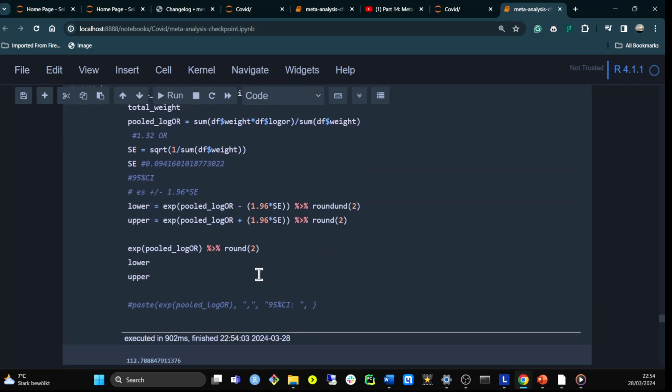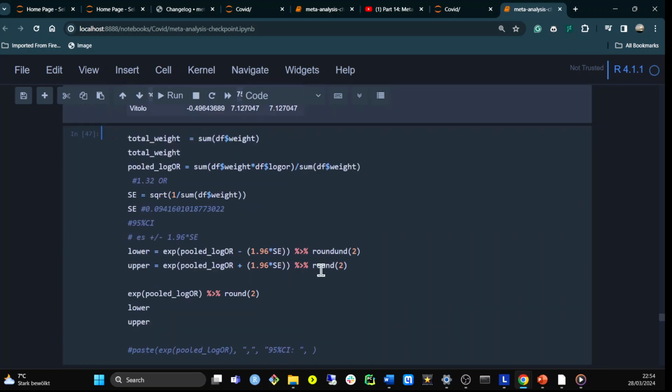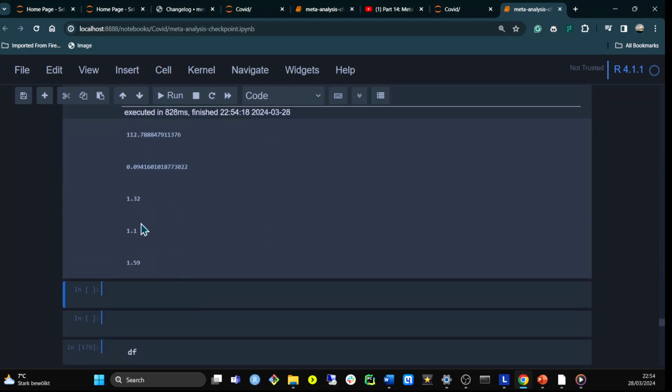What did I do? Did I make an error here? Round. Jupyter notebook is adding a few additional things. Yeah, so here we have the full effect size 1.32, and the lower bound is 1.1, the upper is 1.59.